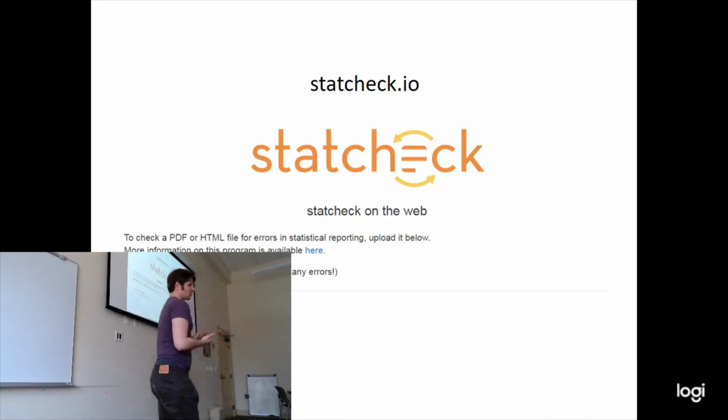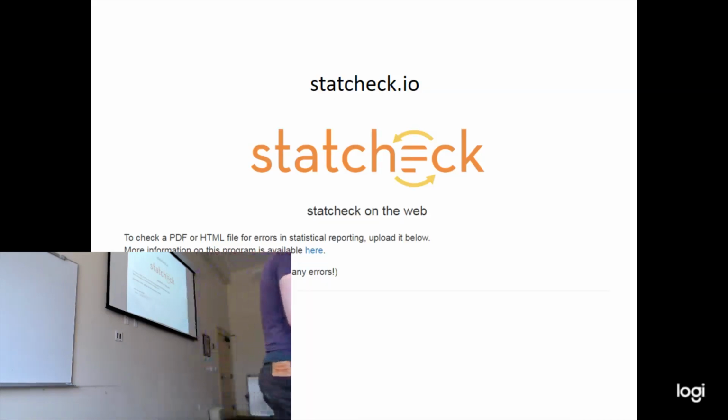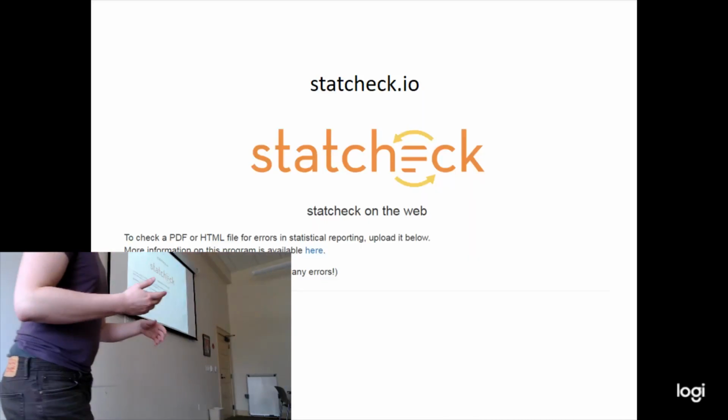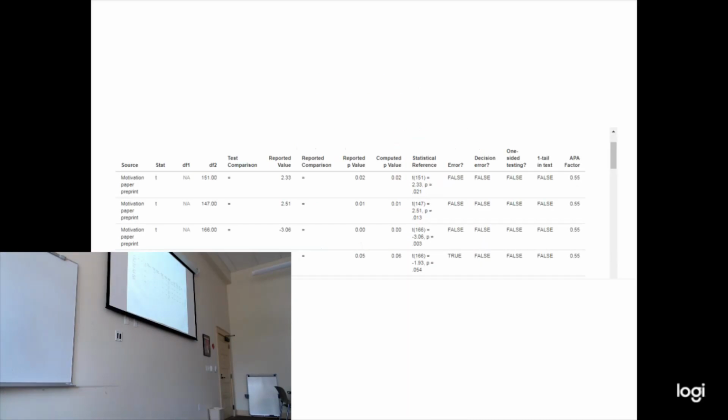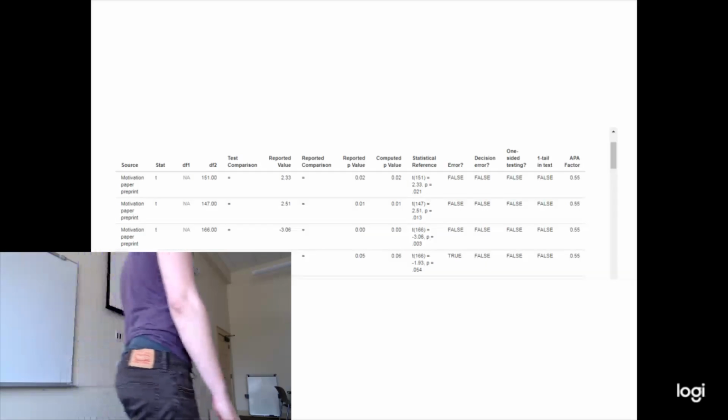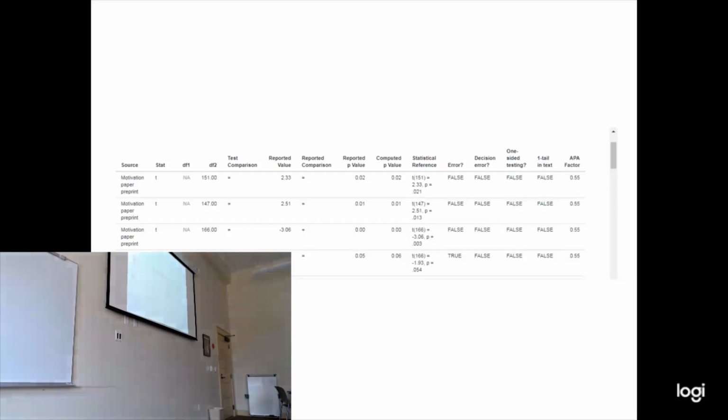So this is a way to find typos or other sorts of issues that may have led to a problem with your report. So I recommend that you use this. Once you've written your paper, you literally just upload it to that website. It gives you a table like this, and it tells you basically, are these test statistics possible? Just any way to prevent yourself from making mistakes.